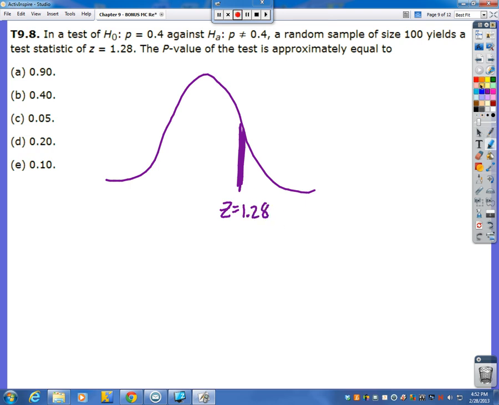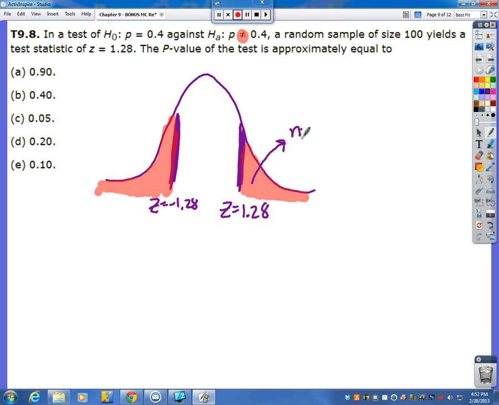And I will shade. Now notice my alternate is not equal to, so I need to shade not only this, but then I need to go symmetrically over to the other side to negative 1.28 and shade to the left of it. Now, we have two p-values that we're going to have to combine together. Let's just go ahead and figure out this one here.